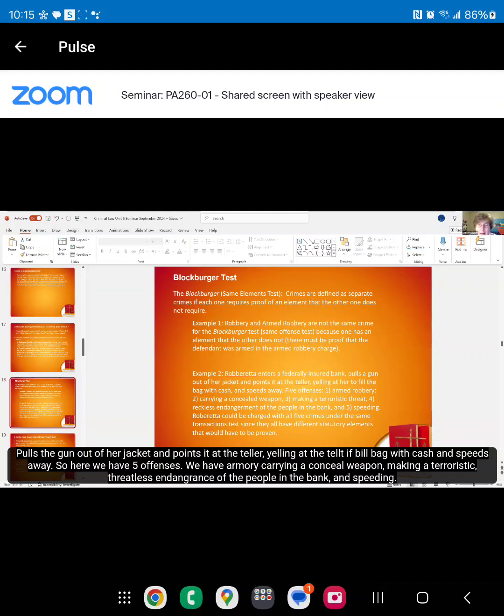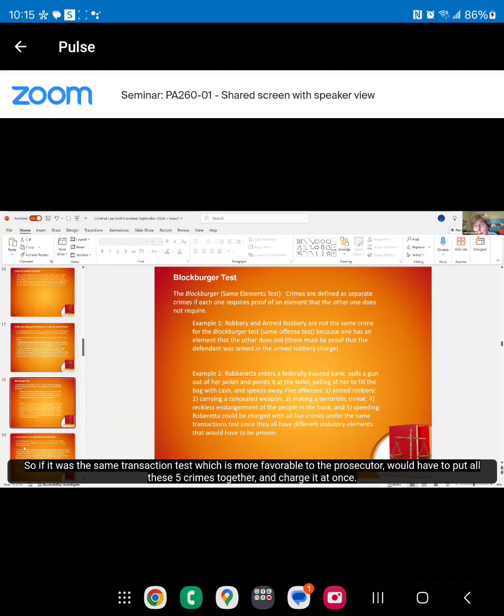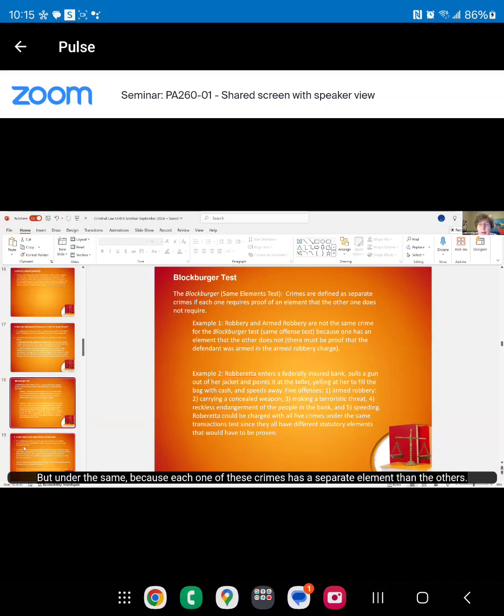and speeding. So if it was the same transaction test, which is more favorable to the defendant, the prosecutor would have to put all these 5 crimes together and charge it at once. But under the same offense test, because each one of these crimes has a separate element than the others, they could all be brought at different times. So you can see the difference there, how much more protective the same transaction test is.